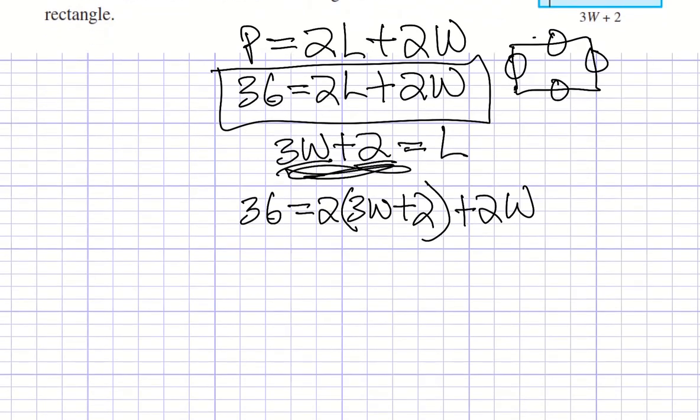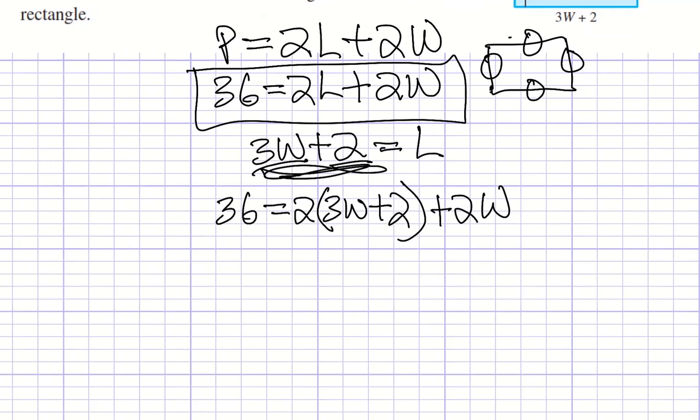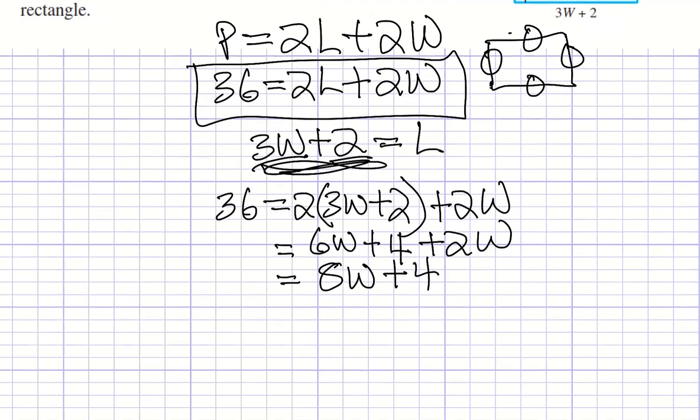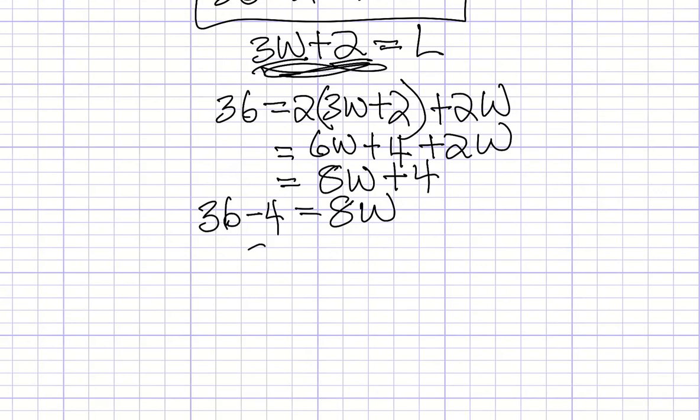So once you do that, you just simplify. Let's simplify before we move things around. 2 times 3 is 6W, I'm removing the bracket, plus 2 times 2, 4, plus 2W. We keep going: 8W plus 4. Then we can say 36 minus 4 is equal to 8W. We usually put the variable on the left. Let's move it now. 8W is equal to, what is that?